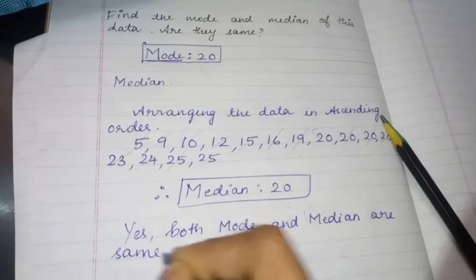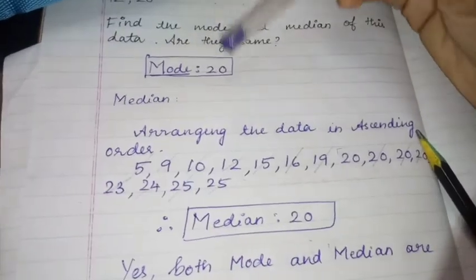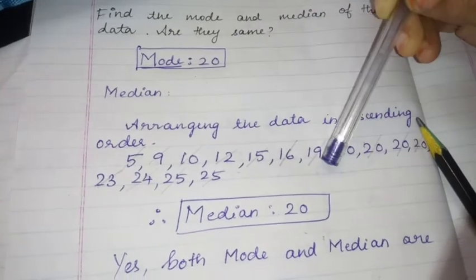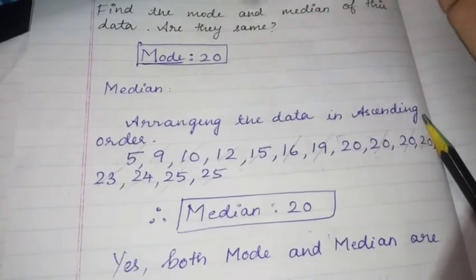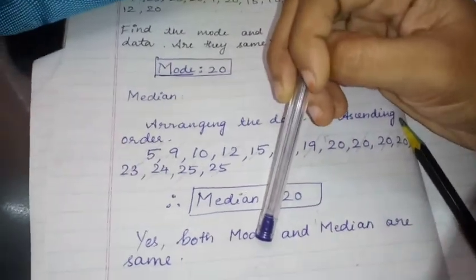Okay. So you should answer all the 3 questions. Find the mode, now you should find the mode. Median means you should find the median. Are they the same? We have to write that conclusion also. If this is missing, you won't get full marks.